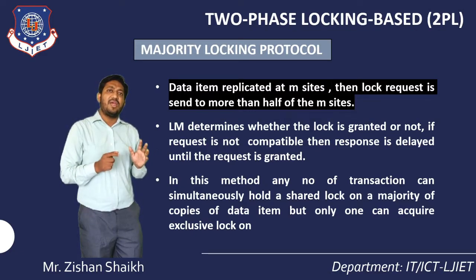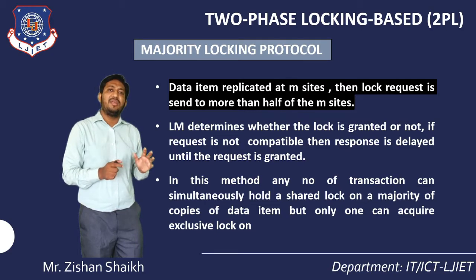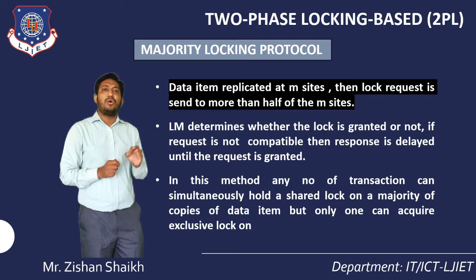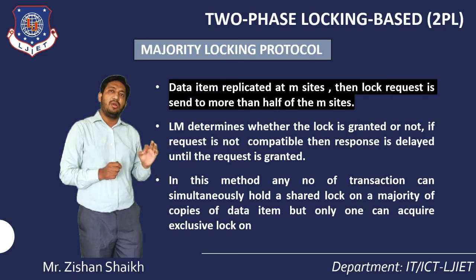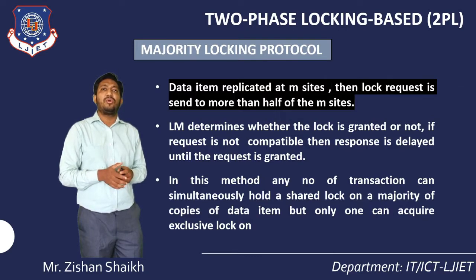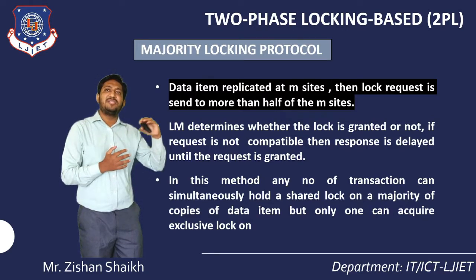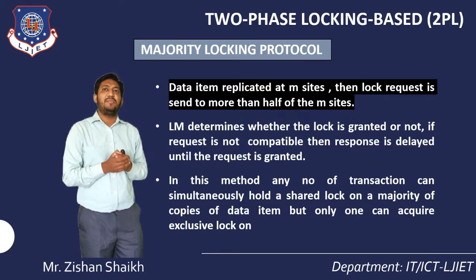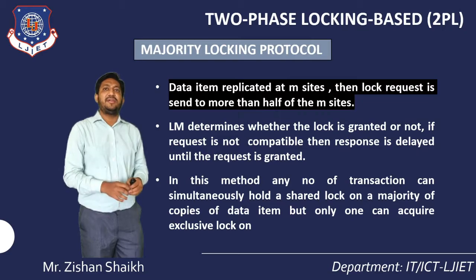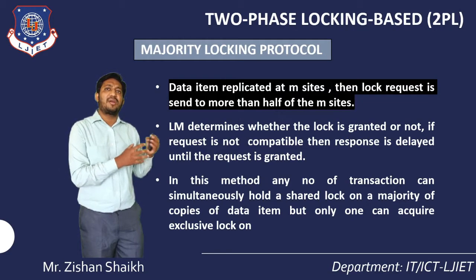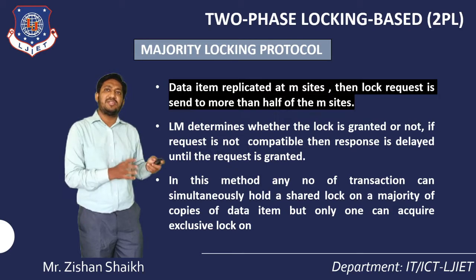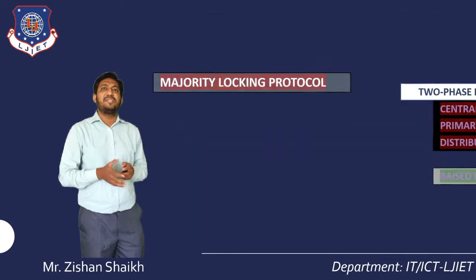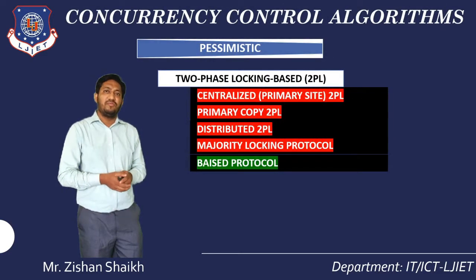In this method, any number of transactions can simultaneously hold a shared lock on a majority of copies of a data item, but only one can acquire the exclusive lock. The majority locking protocol is about the majority of sites responding in a positive manner that the particular data item is not being used by another site. Then the transaction manager gives the transaction the chance to acquire the exclusive lock. This is the basic idea of how the majority locking protocol works.